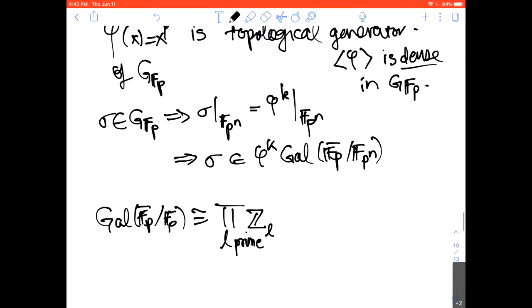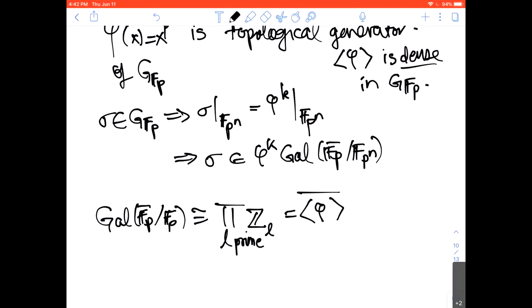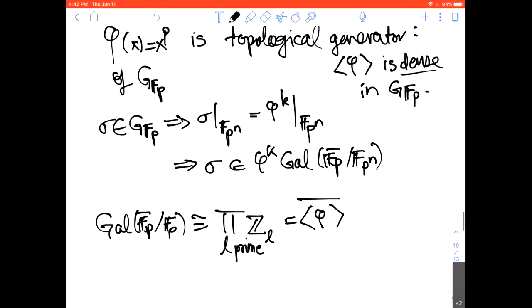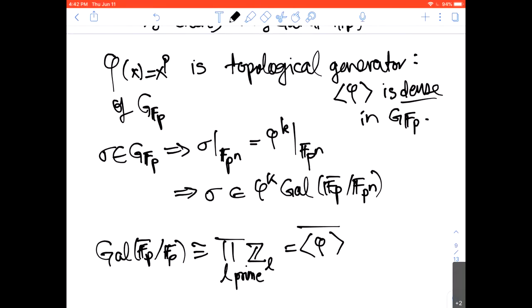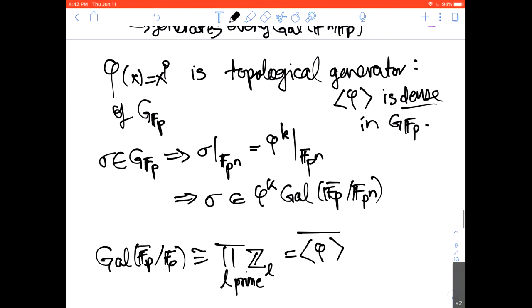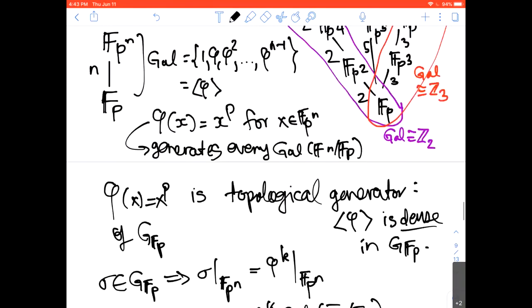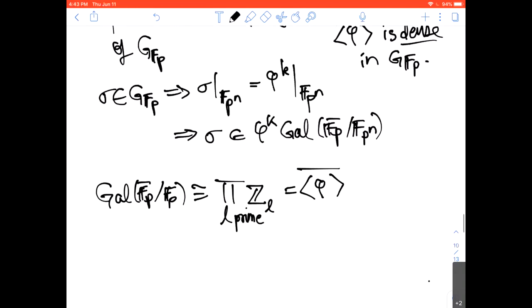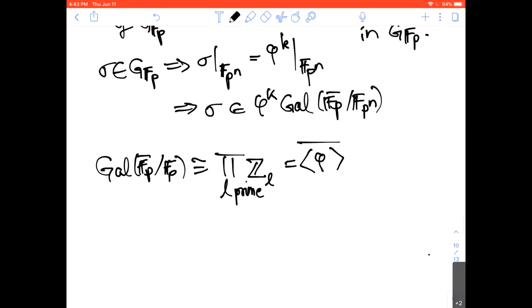And this is generated by phi in a topological sense. So this is not a cyclic group, but it has a generator in a topological sense. There's an element whose powers generate a dense subset. And so that's an important aspect of the structure of this group. It's a pro-cyclic group. This is often written as Z hat, the product of the l-adic numbers for every prime number l.